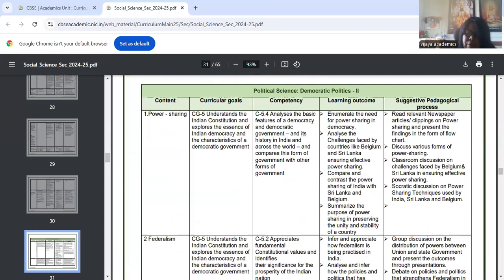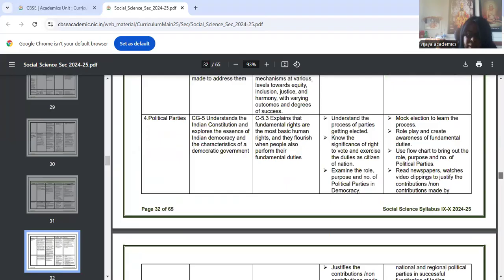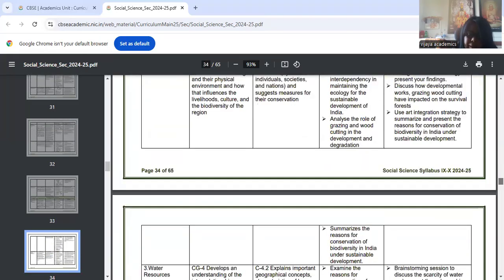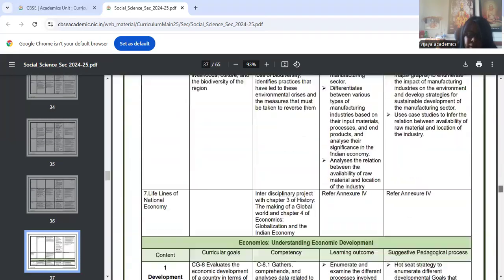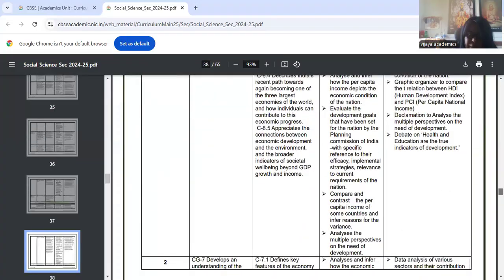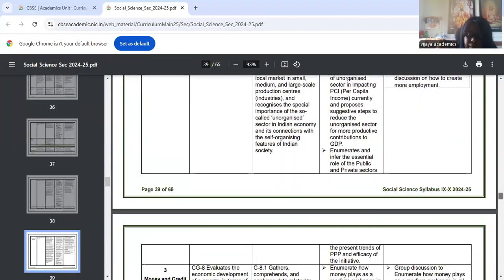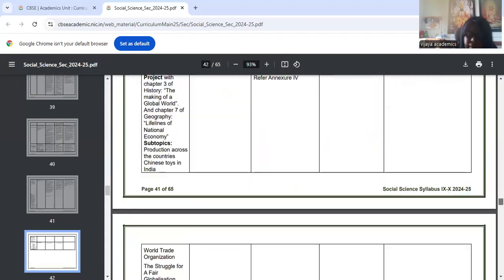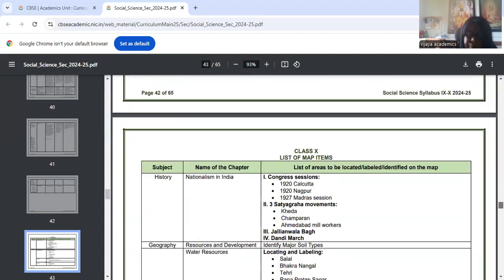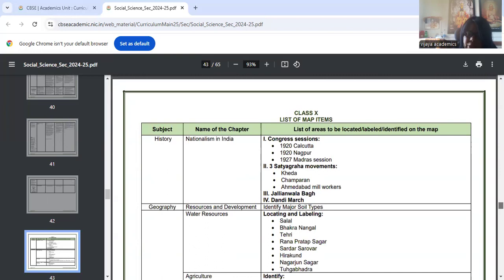Now, we are going to see in detail about the internal assessment. If you check here, it has been given. We are going to see in detail about it. Let us see what is there. First of all, we will check out the list of map items.